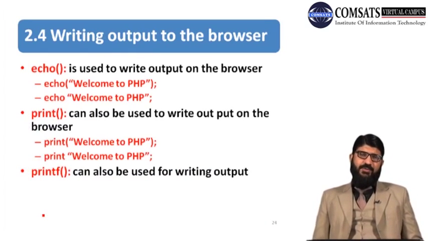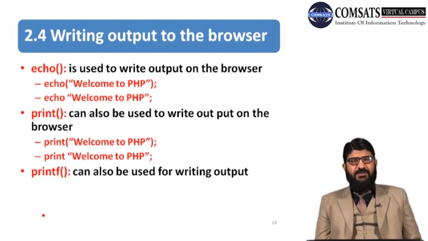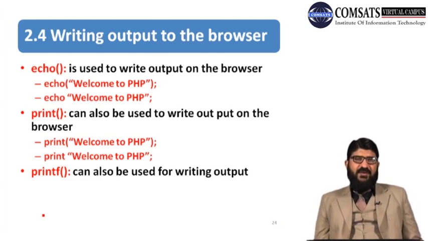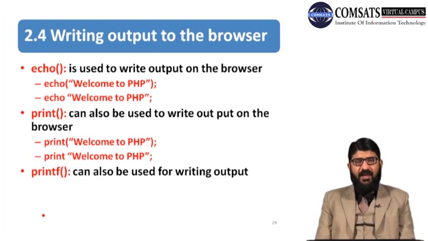How to write output on the web browser? There are three different ways to create an output on the user web browser. The first one is echo. Echo is basically used to write output on the user browser. For example, echo, and then echo will take the parameter that you want to print as an output.